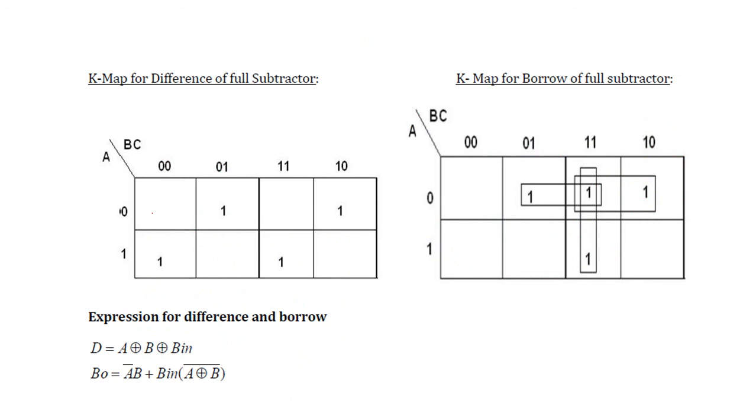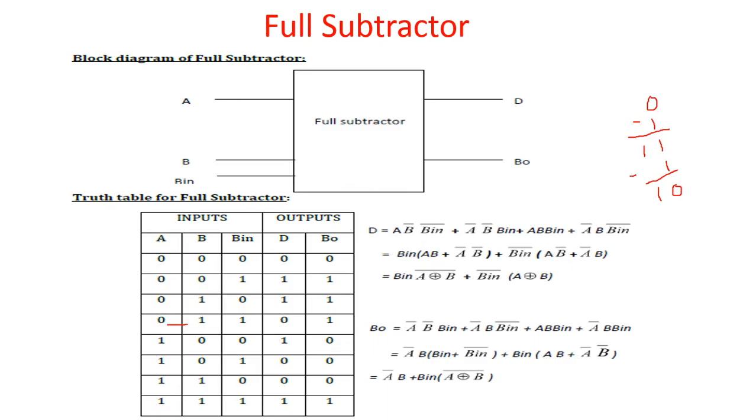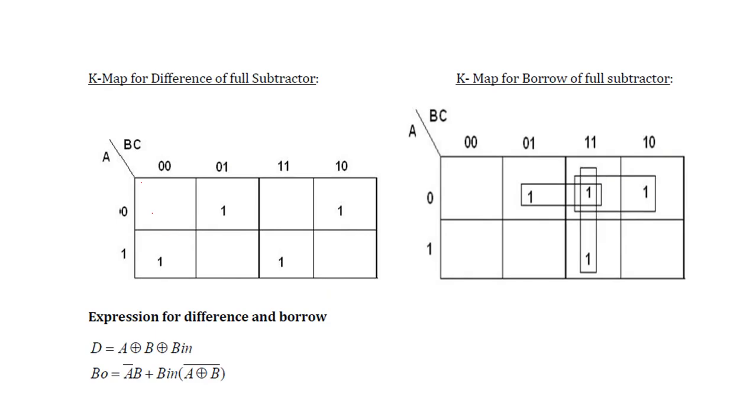The next one is the K-map for the difference of the full subtractor. So 3 inputs A, B, C, or the inputs I have taken here, A, B, B in. So this is A, B, B in, whatever the combinations. Okay, let me take this as B and B in itself. Similarly here also A, B and B in.